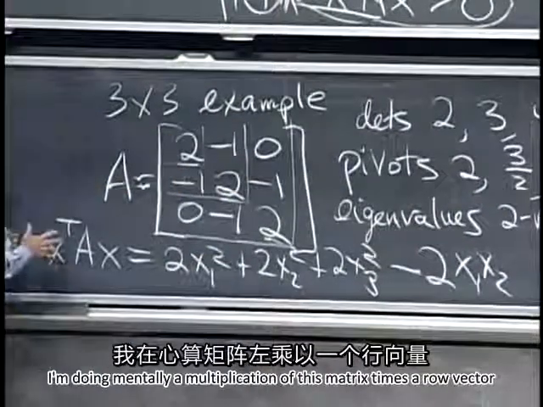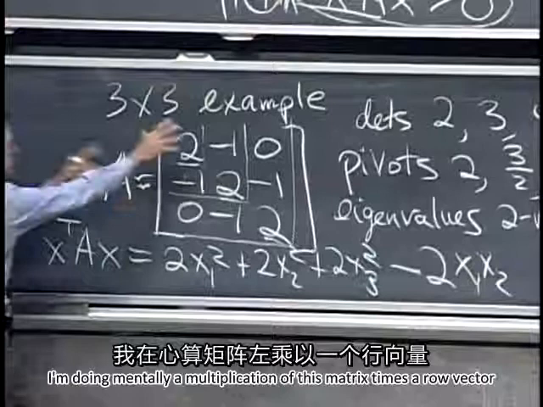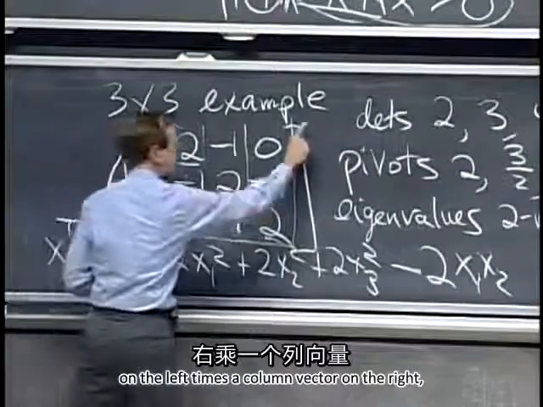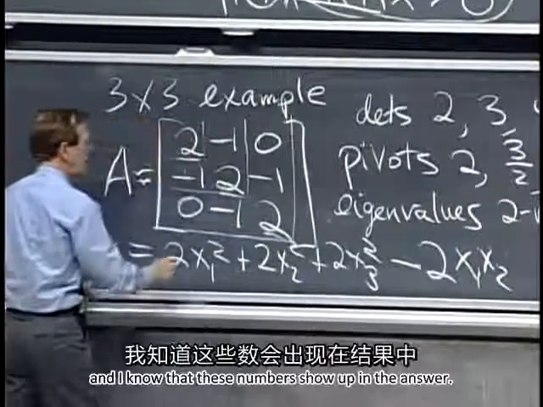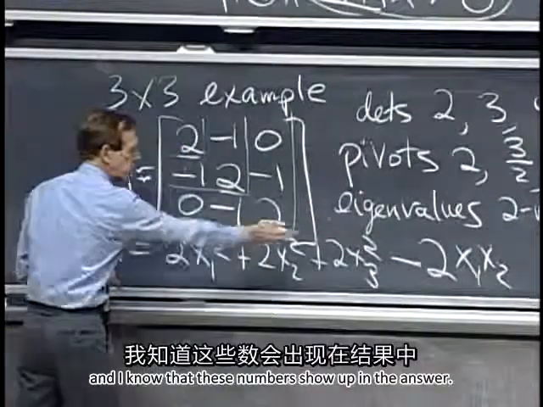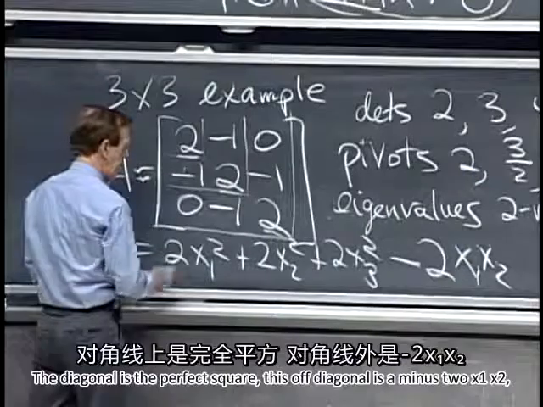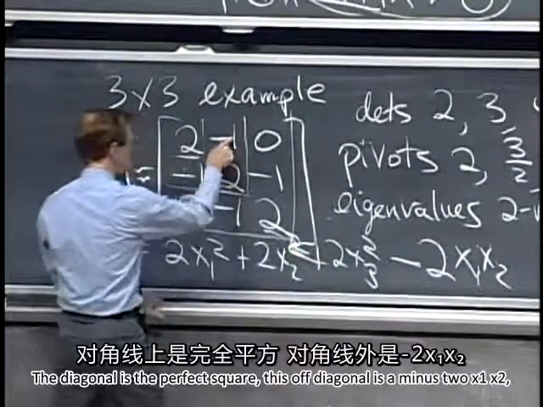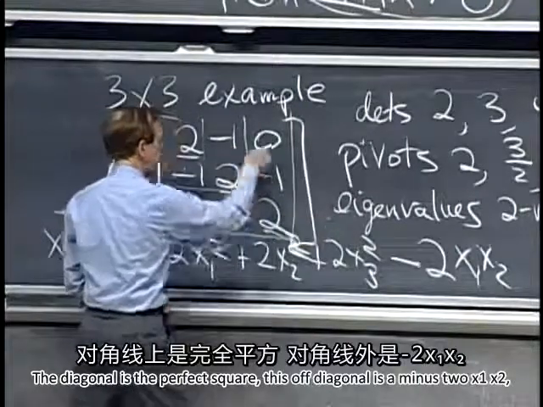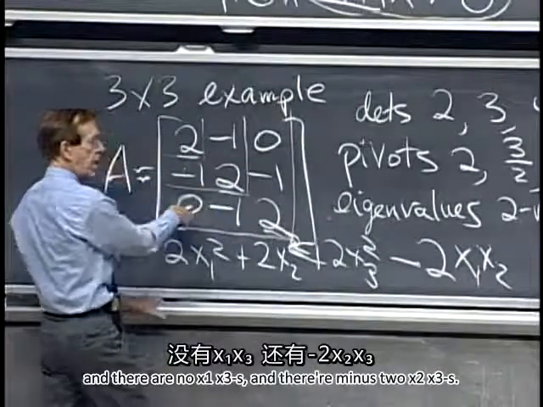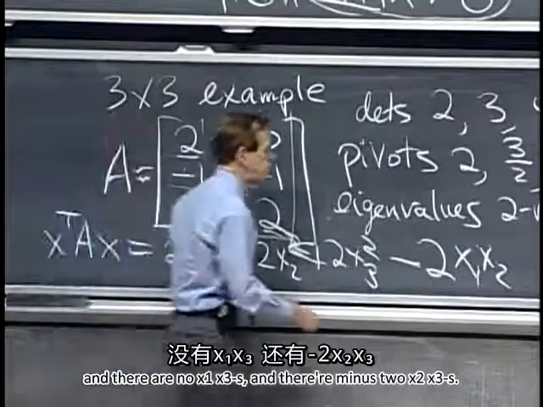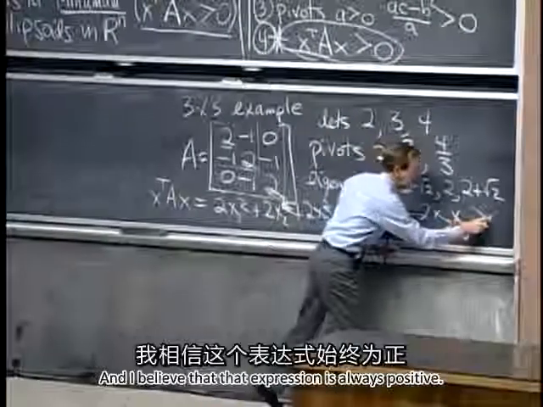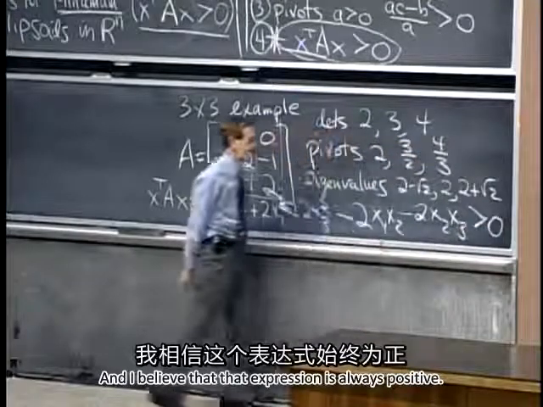I'm doing mentally a multiplication of this matrix times a row vector on the left times a column vector on the right, and I know that these numbers show up in the answer. The diagonal is the perfect squares. This off diagonal is a minus 2x1, x2, and there are no x1, x3s, and there are minus 2 x2, x3s. And I believe that that expression is always positive.